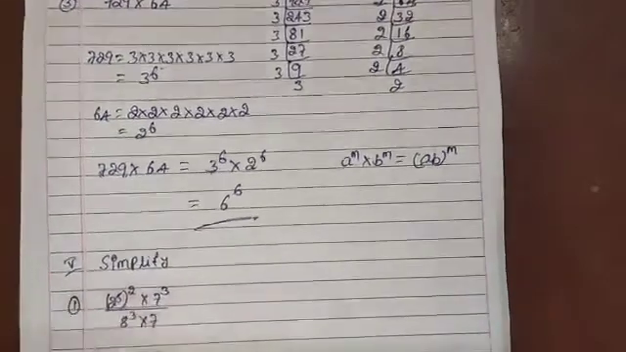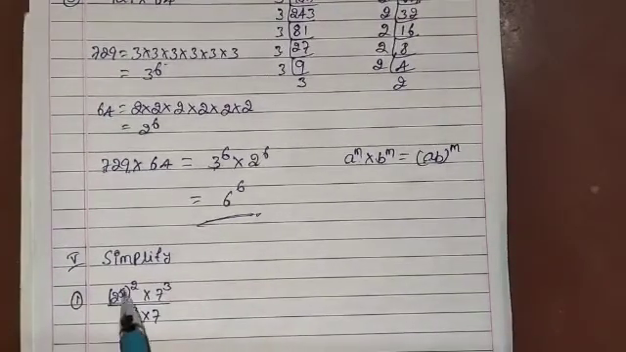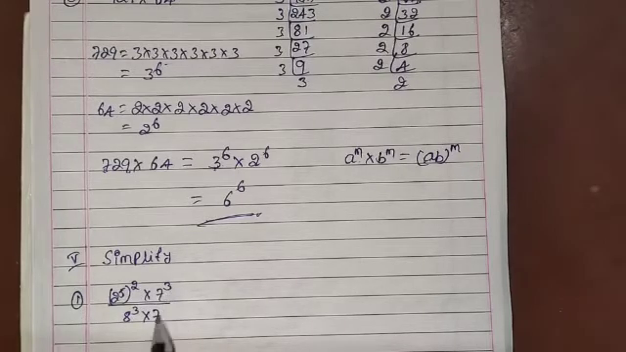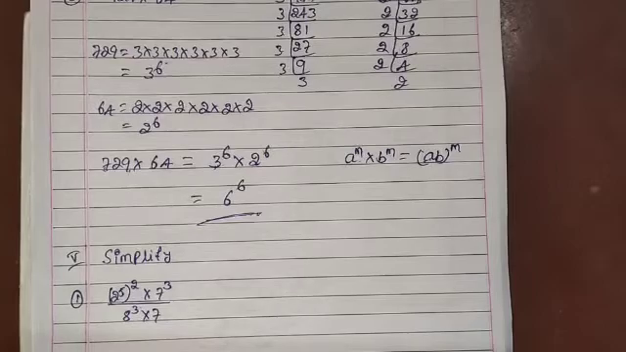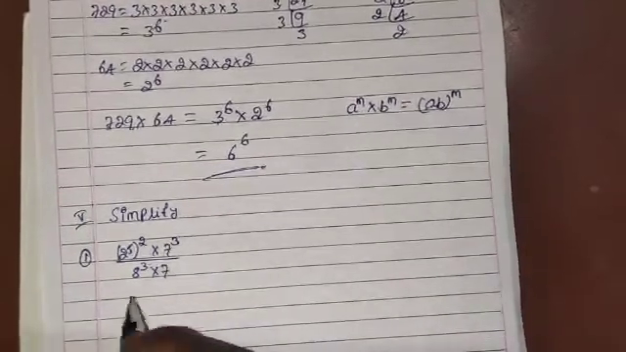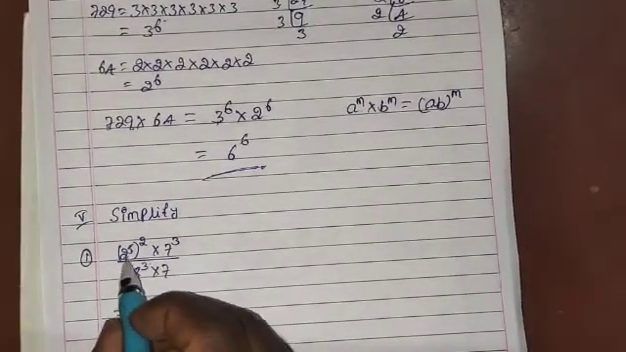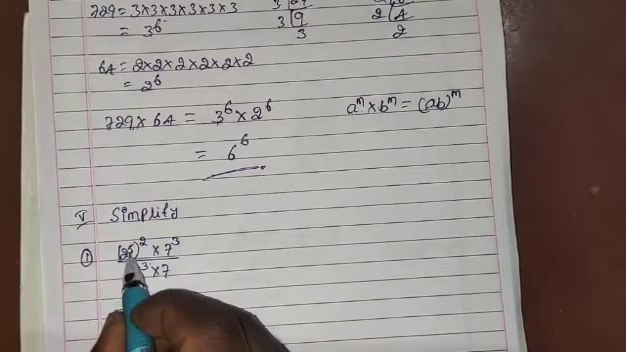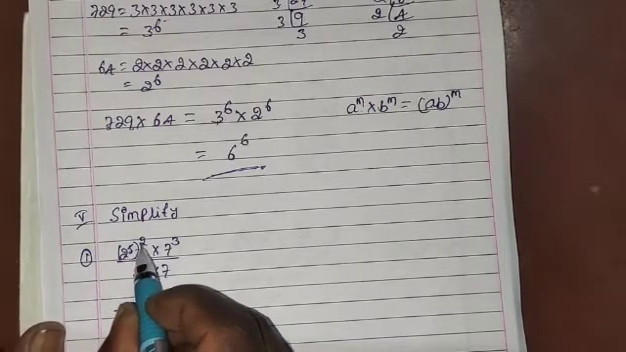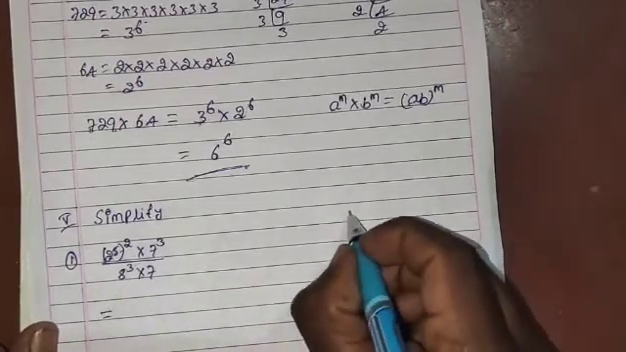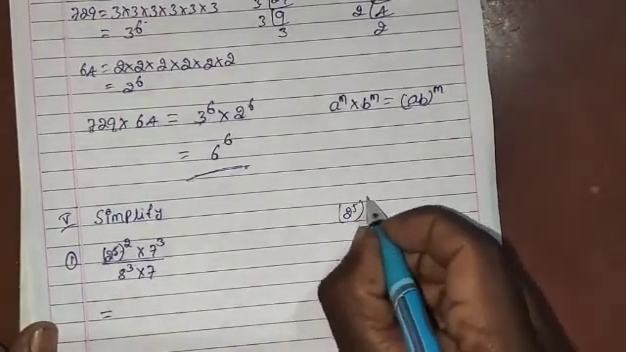Simplify 2 to the power of 5 whole to the power of 2 into 7 to the power of 3 divided by 8 to the power of 3 into 7. Let's see how we simplify. Here in the numerator we have 2 to the power of 5 whole to the power of 2.